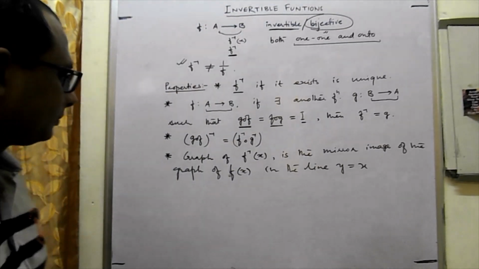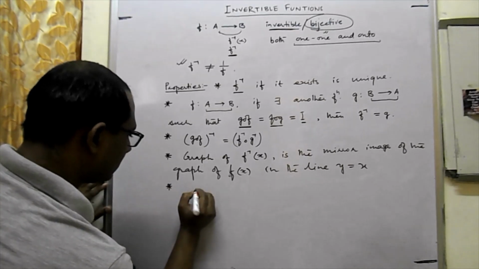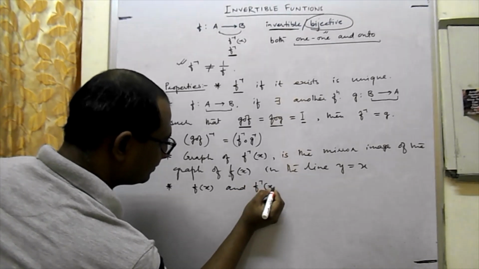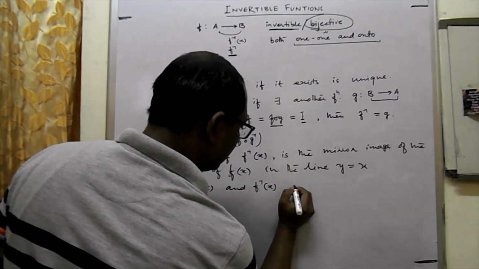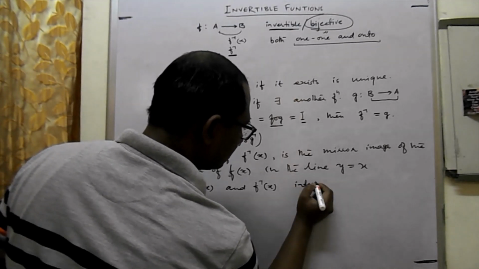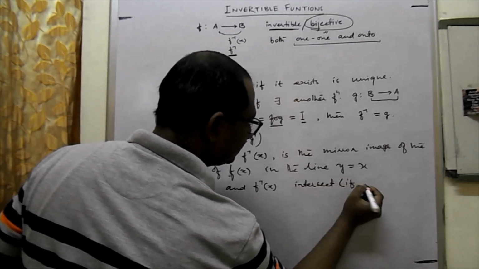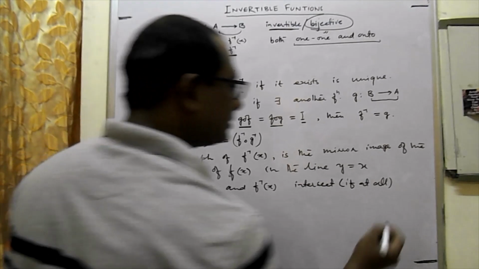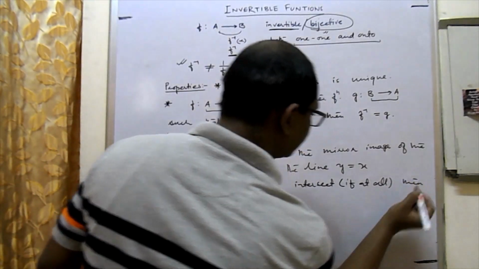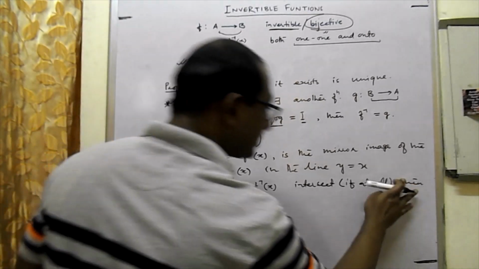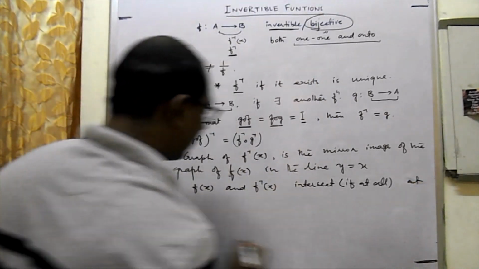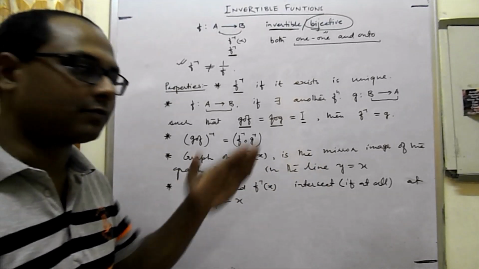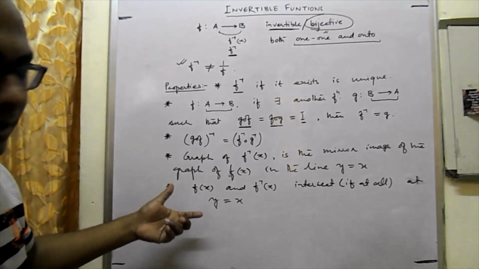The next point is f of x and f inverse of x intersect, if at all. It is not that they always have to intersect. If they intersect, then f of x and f inverse intersect at y equal to x. They will intersect on the line y equal to x only. The point of intersection will always lie on the line y equal to x. That is what this point is telling us.